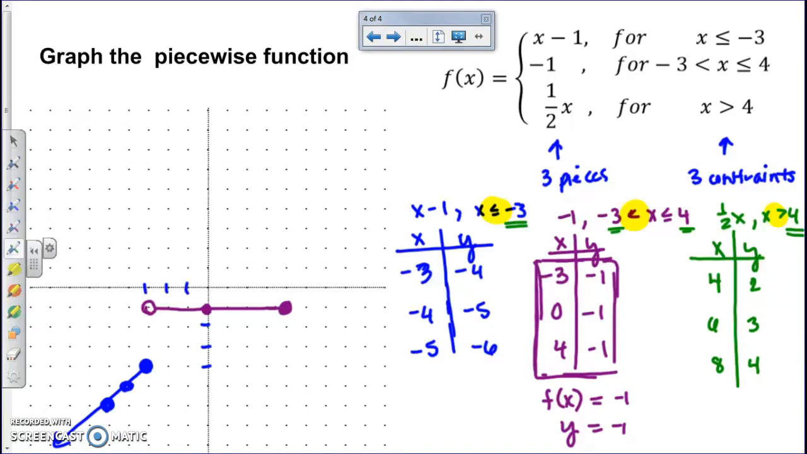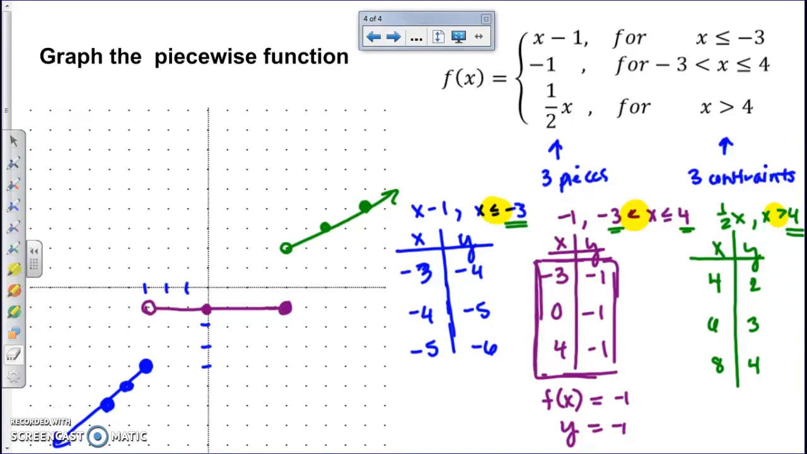And then lastly, we're going to graph the green piece. We have 4, 2, 6, 3, and 8, 4. And again, when we go to graph this piece, you have to ask yourself, is this starting point for this next piece open or closed? Look at your constraint. It says x has to be greater than 4, strictly greater than 4. It does not say or equal to. So we will leave that circle open.